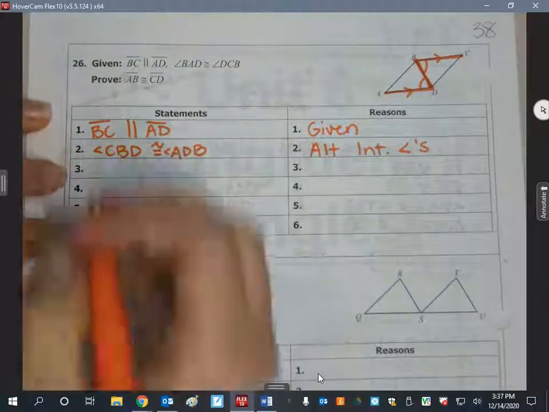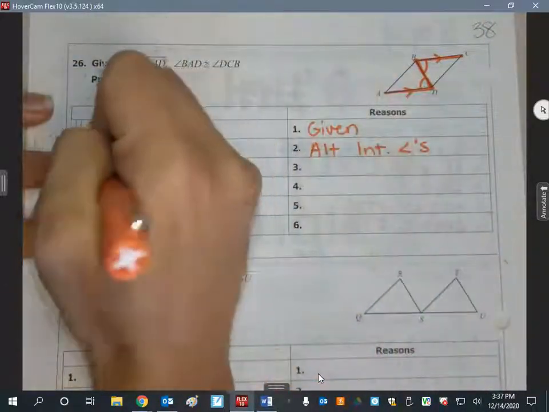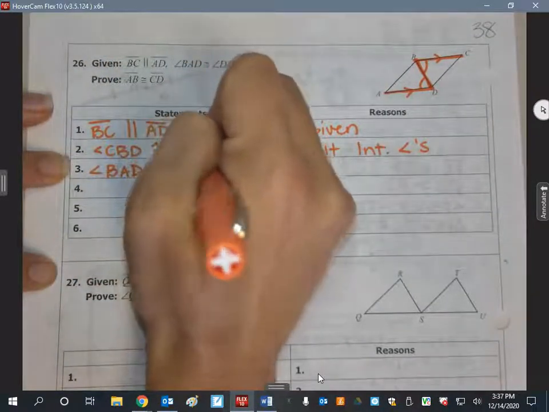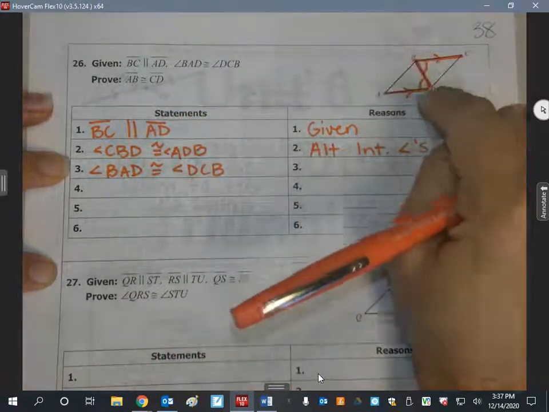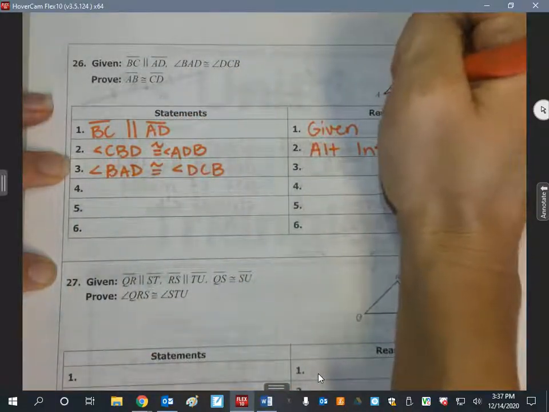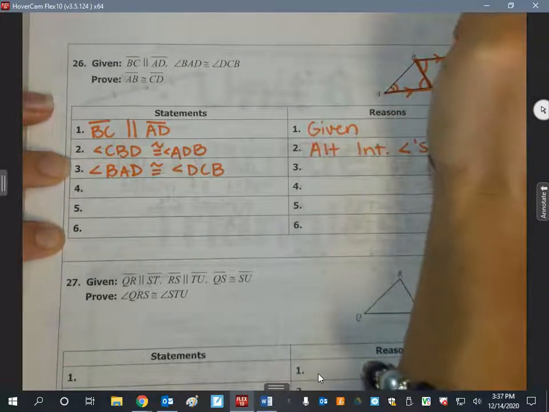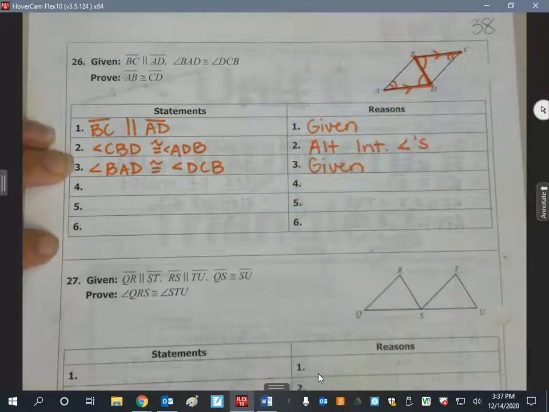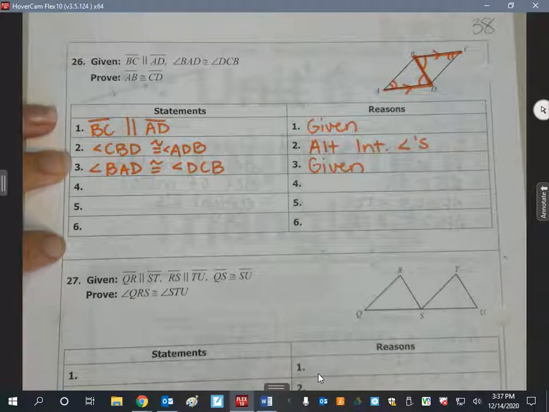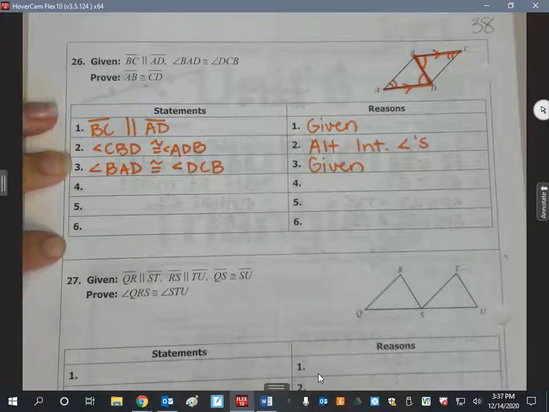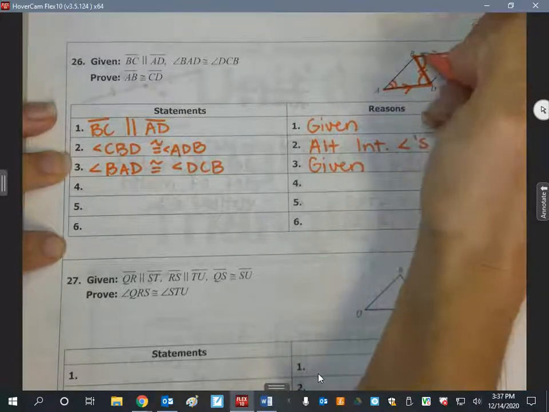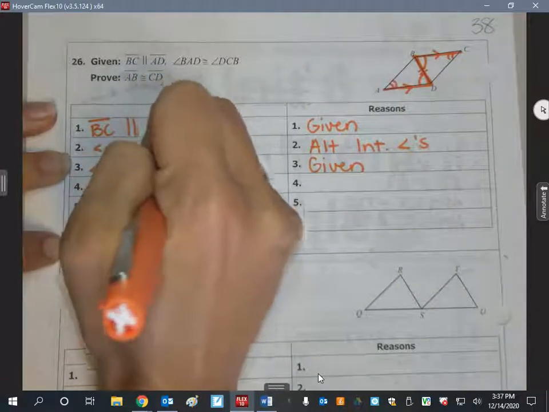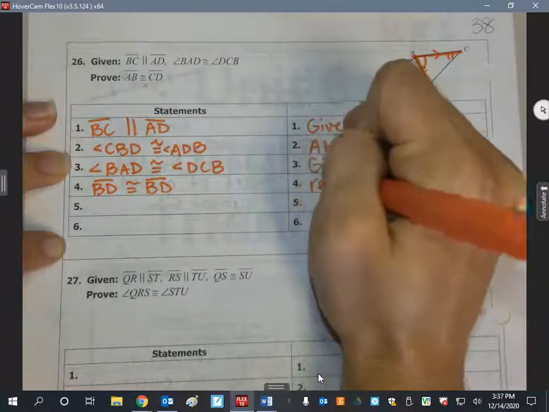So now let's take a look at this given. Angle BAD is congruent to angle DCB. BAD, remember the angle is at the middle letter, so that's this angle here, is congruent to DCB, so that angle there, and that is given. Now that's all the information that I have from our given, so now I need to look for vertical angles or a shared side, and it turns out I do have a shared side right there, BD. So BD is congruent to itself by the reflexive property.